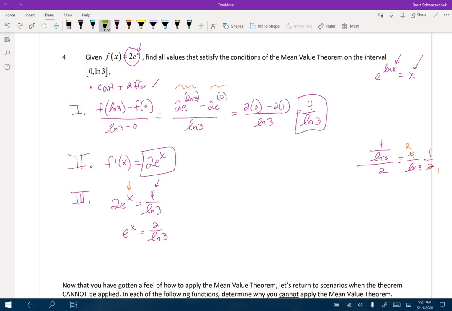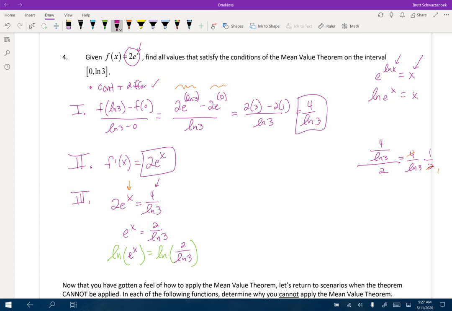All right, so in the next step, I'm going to take the natural log of e to the x, and again, the natural log of 2 over the natural log of 3. Okay, that's my next step. And note again, this is another shortcut. If you do the natural log of e to the x, that's always equal to x as well.